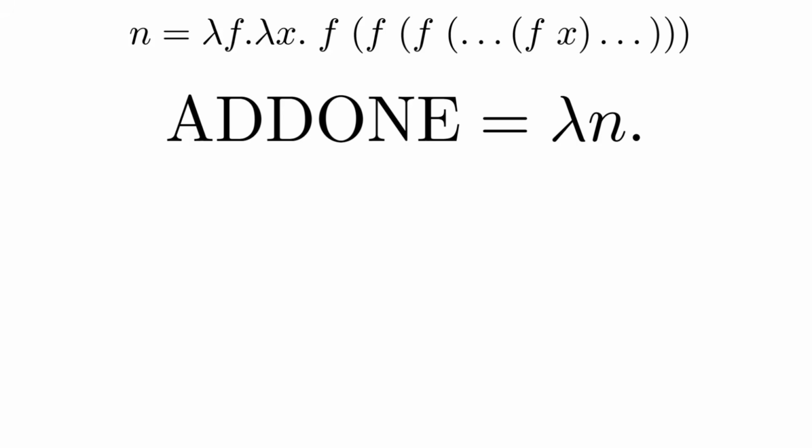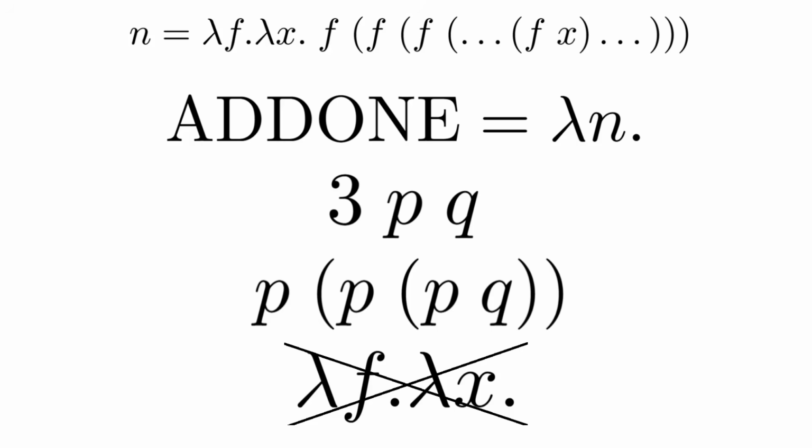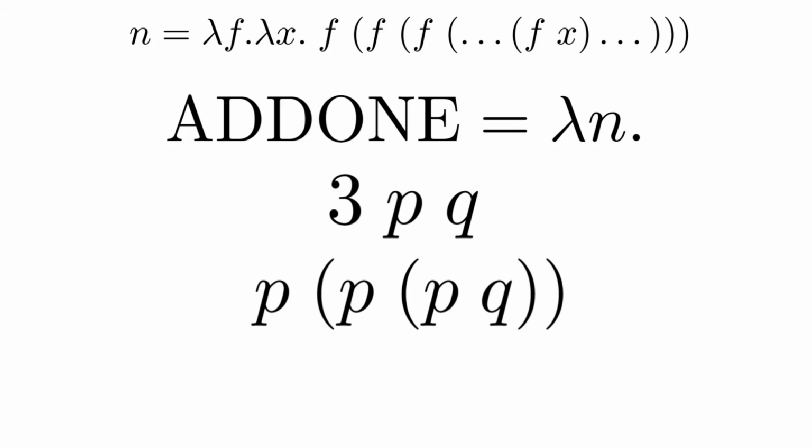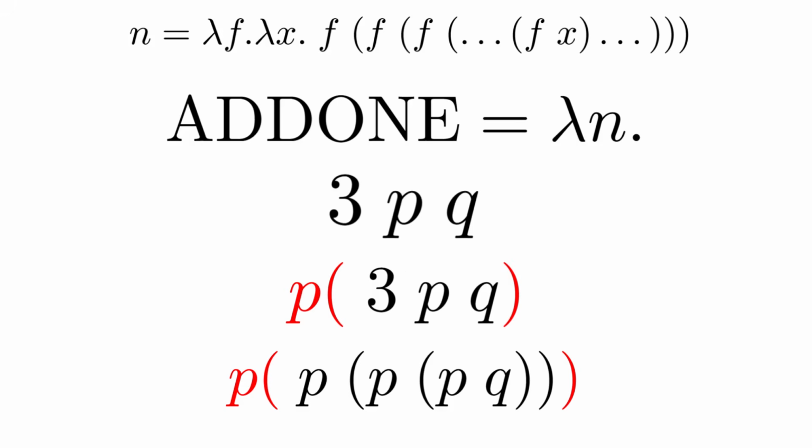Well, if we think back to when we did 3pq, it gave us the right hand side of 3, without the lambda f dot and the lambda x dot. To change the 3 to a 4, all we'd have to do is append another p to the start. How we can do that is by doing p 3pq, which is applying p to 3pq one more time. This results in ppppq, which is almost 4.